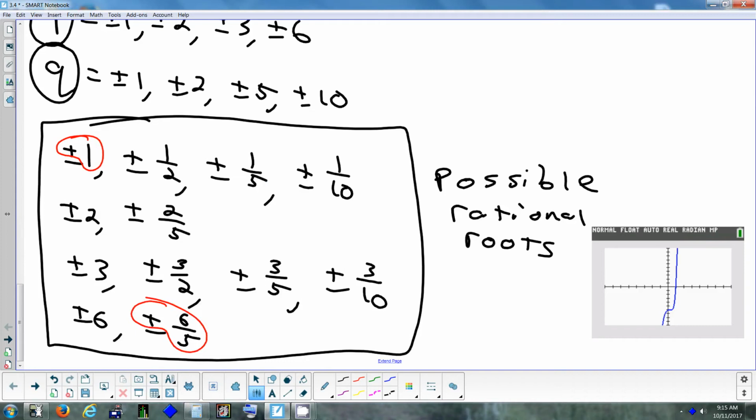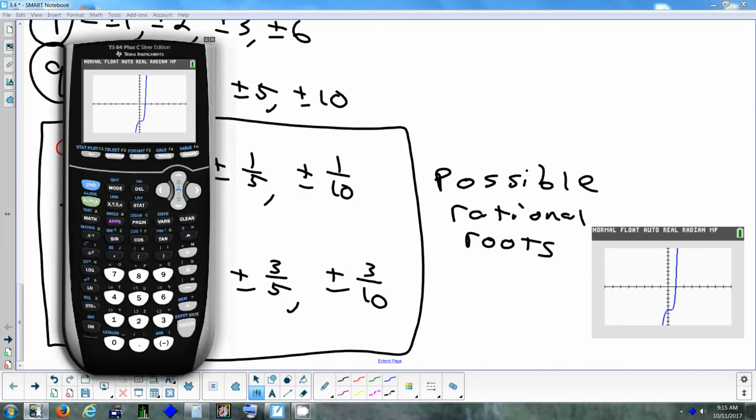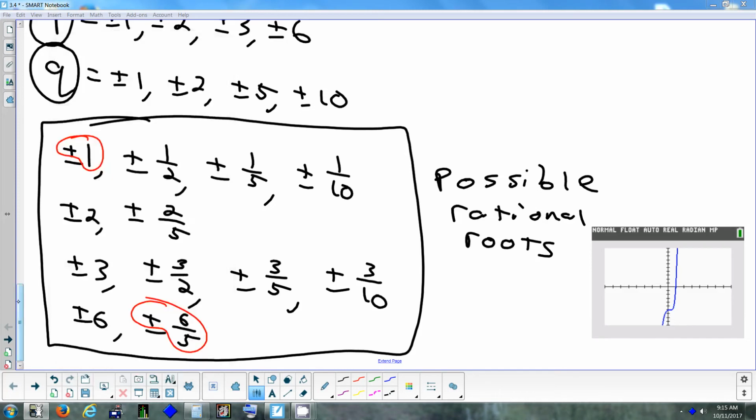The way you can confirm which one works is you can go second calc root, or you can just trace to the point. And we can see that when x is 1, it's not a root. So 1 actually is not. And if I try 6/5, that's not either. At 1.2, I'm up at 15. So even though these two numbers, especially 1, looked reasonable, it's not a root.